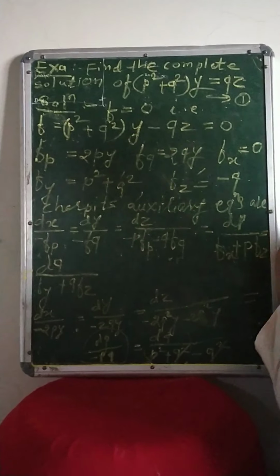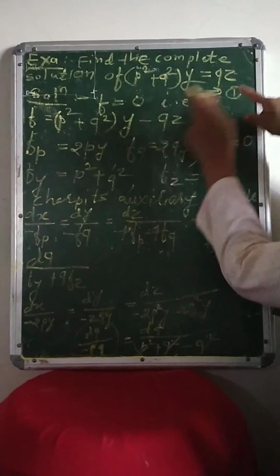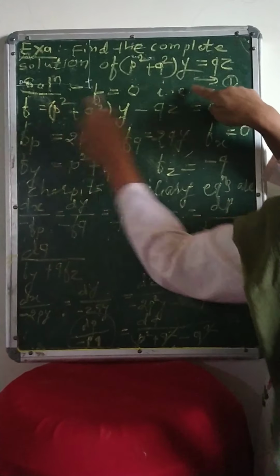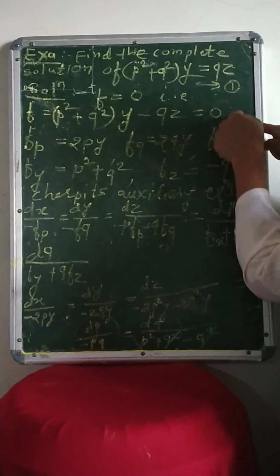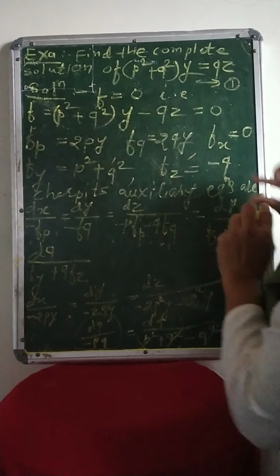Now, first step is first we write f equal to 0. We write this equation in the form f equal to 0. That is f equal to (p square plus q square) into y minus qz equal to 0, means f equal to 0.